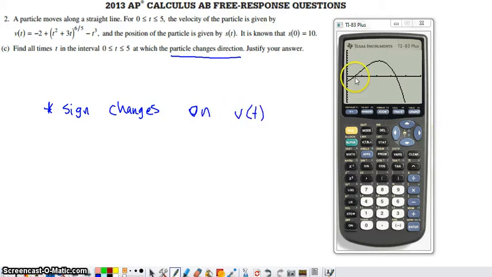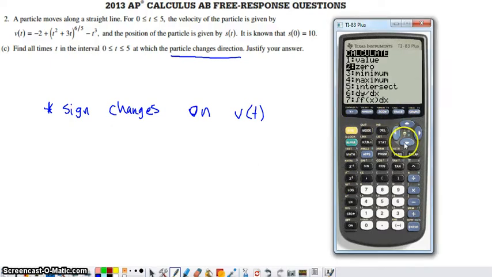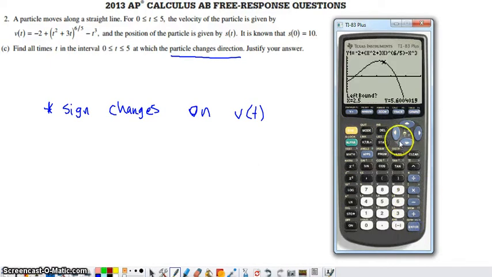This happens as we cross this t value right here, so it appears to be somewhere between 0 and 1, and then it appears to change signs again somewhere between the t value of 3 and the t value of 4. We want to find those times, so we're just going to have to take a minute with the calculator to find the zeros of this velocity graph.